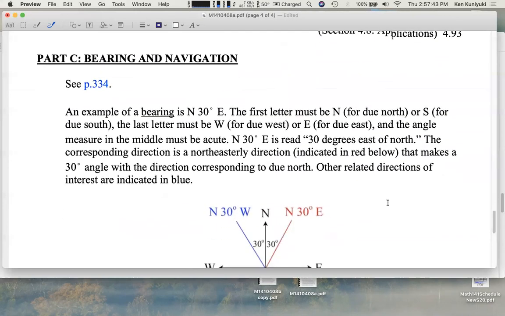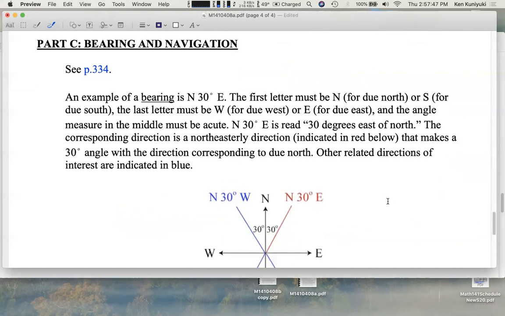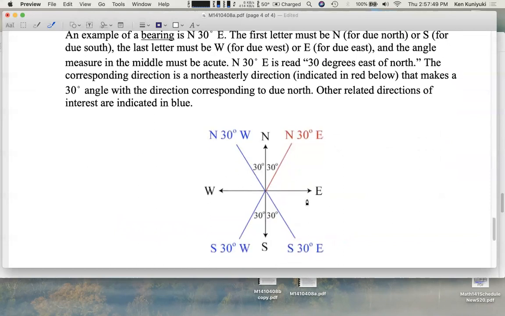We now have all 3 angle measures and all 3 side lengths. Part C is optional. These are other ways that you can measure angles or directions. For example, you might say that a boat is going 30 degrees east of north. So this ray here makes a 30-degree angle with due north. Again, that will not be on the homework or exams.